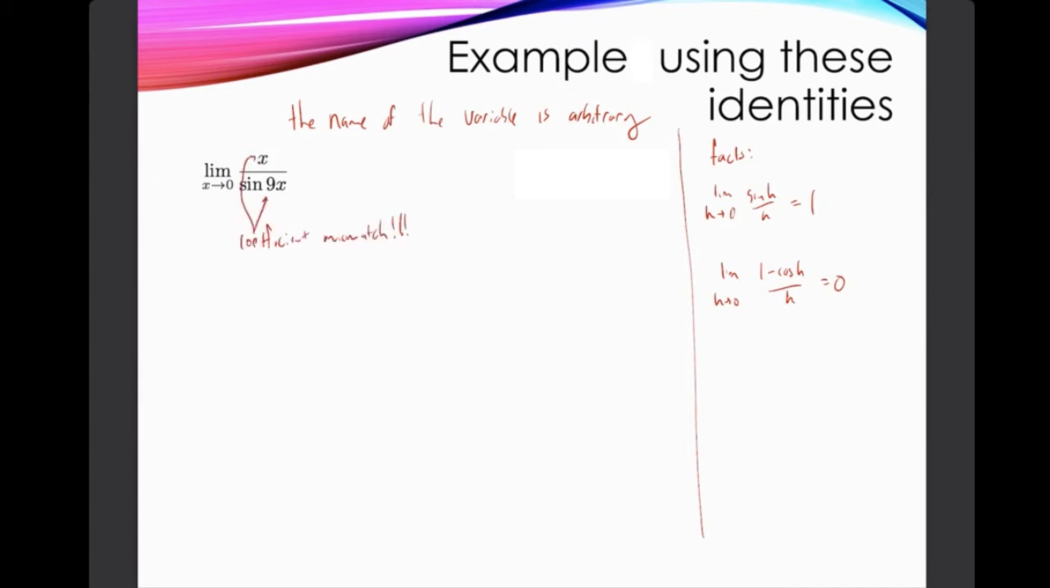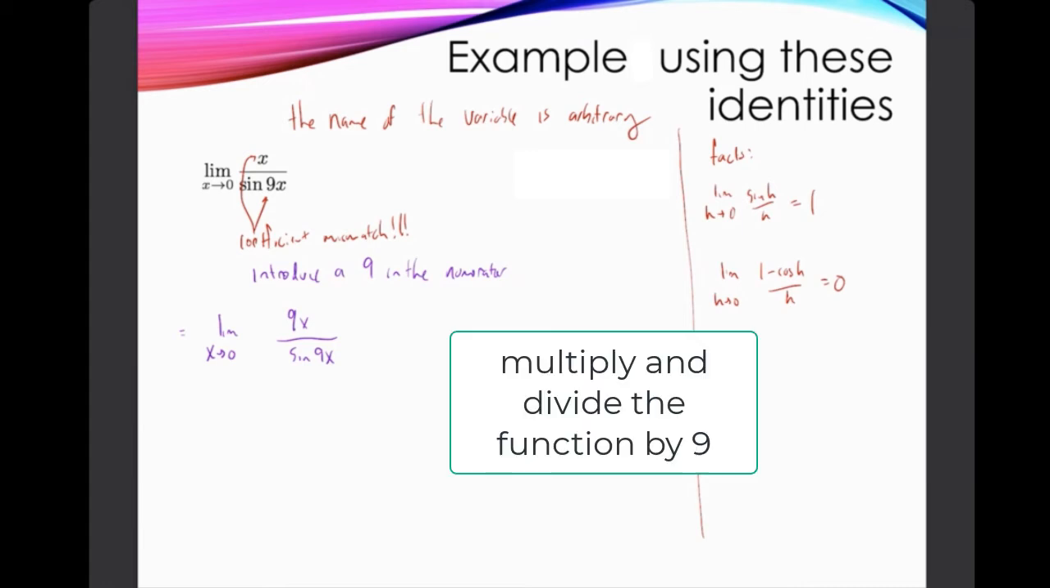So we get that coefficient mismatch. So what I'm going to do is introduce a 9 in the numerator. I'm going to write that this is equal to the limit as x approaches 0 of 9x over sine of 9x. And you should be troubled by what I just did, because it is multiplied by 9, and I'm not allowed to just do that.